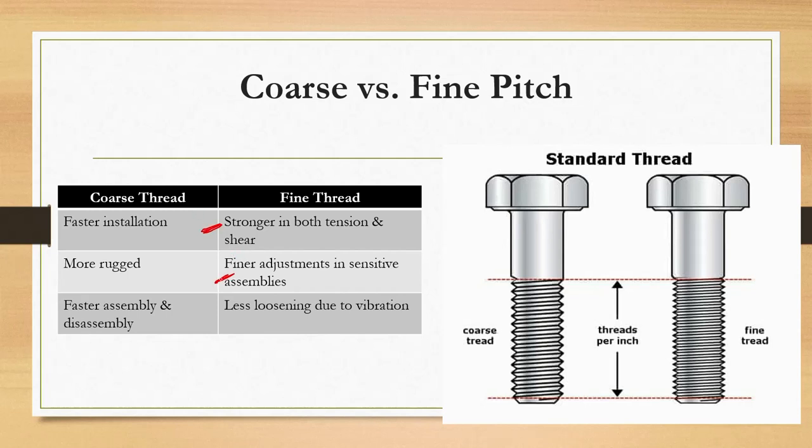Yes, they are used for fine adjustments, where coarse threads are not used for that. And one of the advantages of the fine thread, like you can see here, it's a coarse thread, it's a fine thread bolts. One of the advantages is that due to vibration, there is very little loosening in the fine threads. But yes, the number of threads is larger, so we require more time for assembly and disassembly, and they are not very rugged.